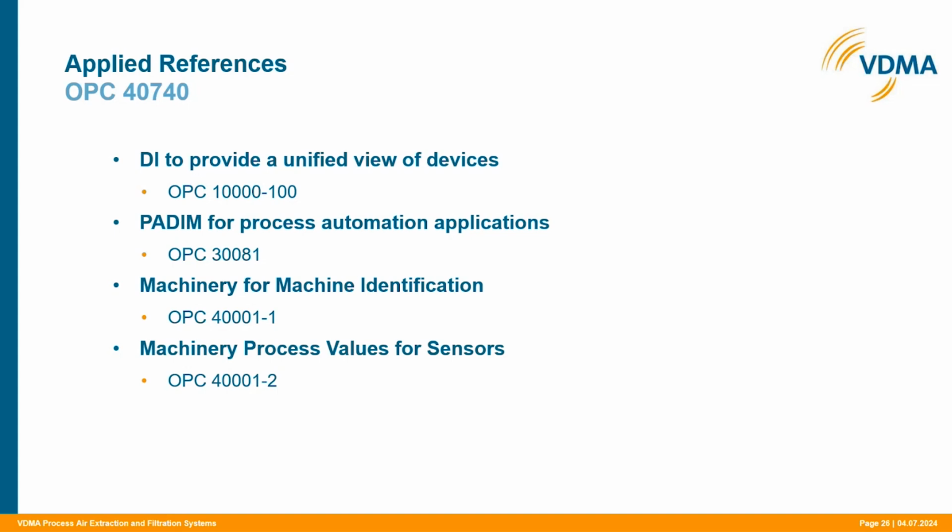Other references that we're using in our companion spec are OPC 1000, I think this is quite well known, or PAEFS, the machinery for machine identifications, and the thing I just talked about, machinery process values for sensors, meaning that we tried at least to incorporate as many of those elements that were provided by other standardizing working groups in our companion spec as possible, so that the users of our companion spec are as familiar with the concepts of it as is possible.